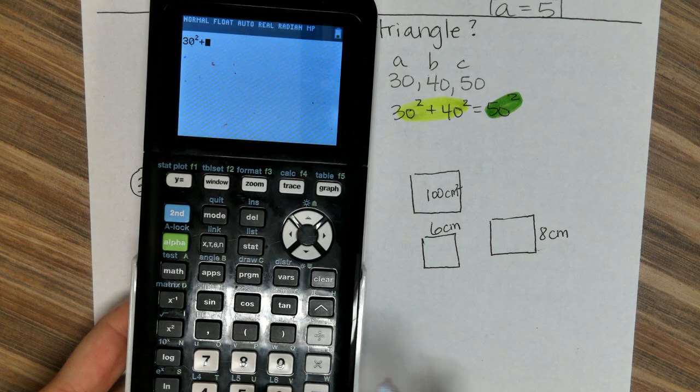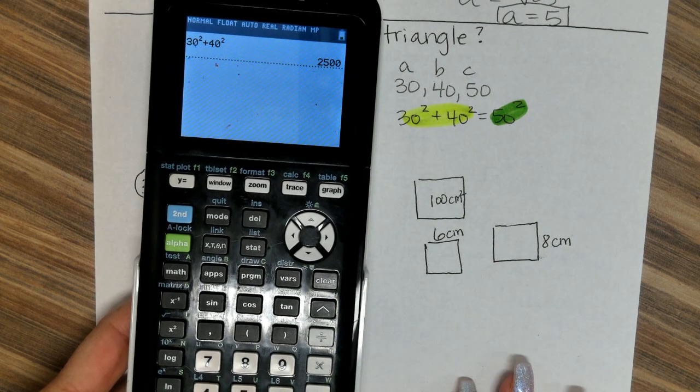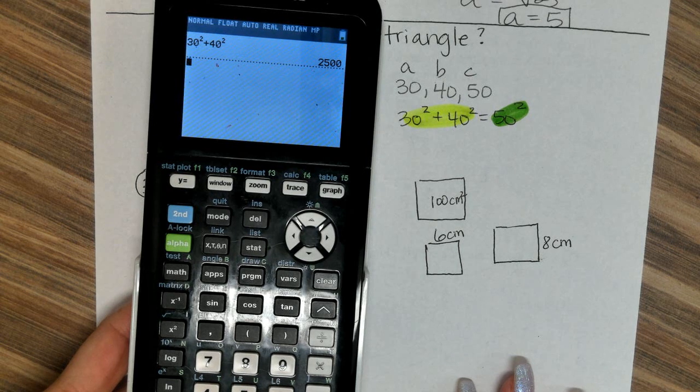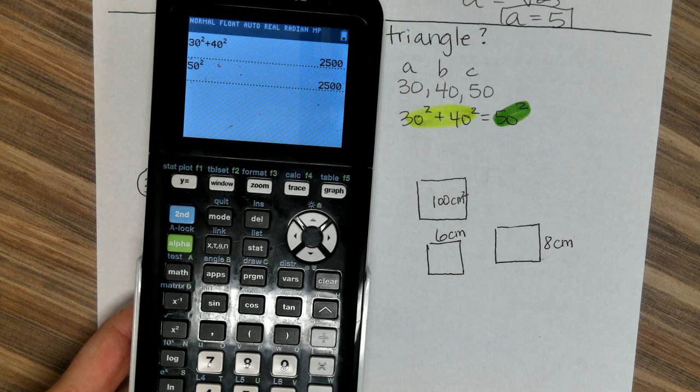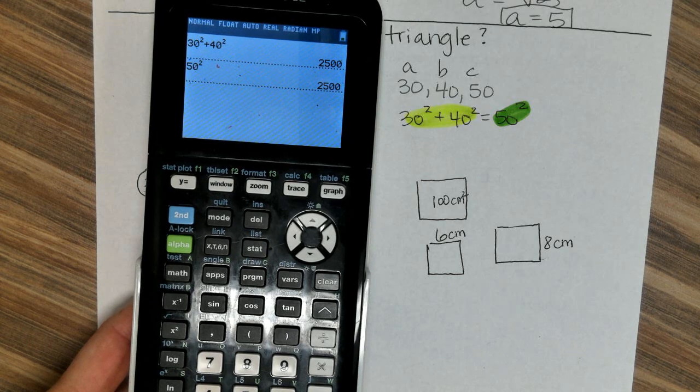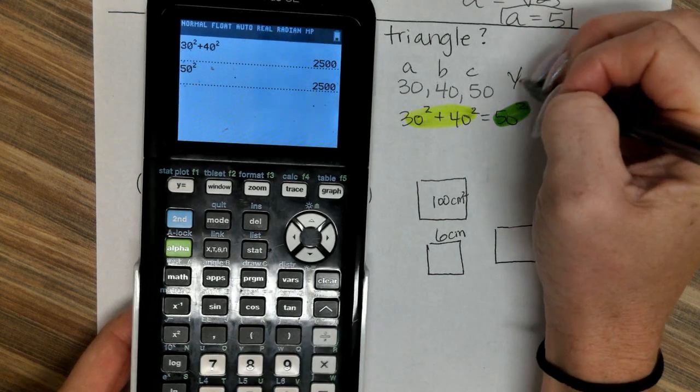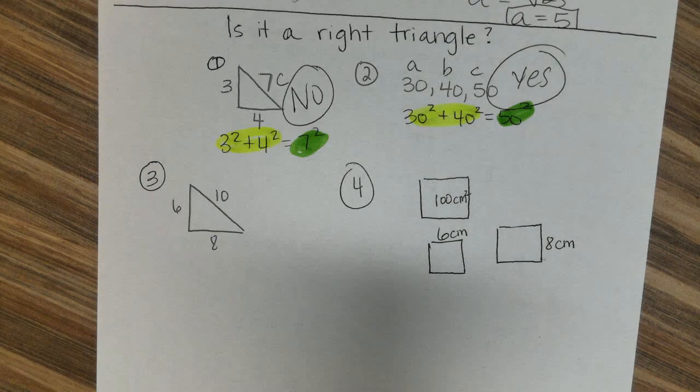30 squared plus 40 squared, enter. Now do 50 squared. Does 2,500 equal 2,500? So this is a yes. This would be a right triangle.